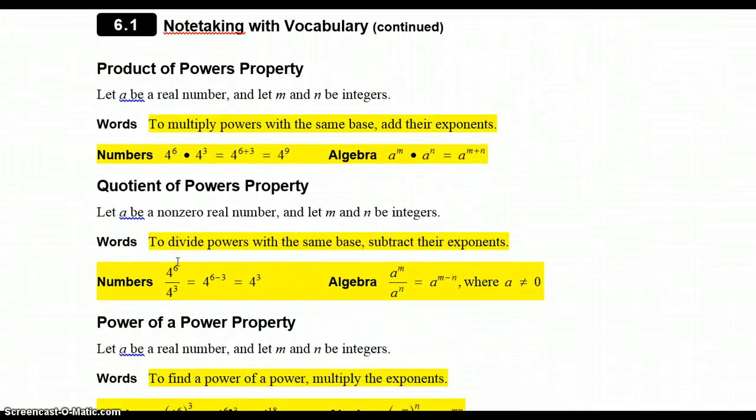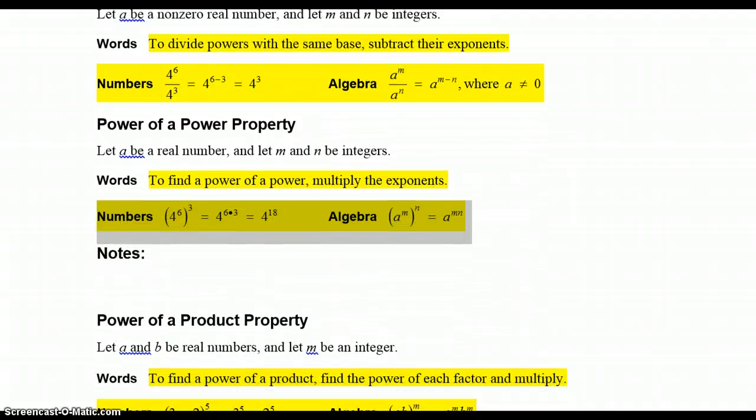This is what we talked about yesterday too. To multiply powers with the same base, add their exponents. So if you had 4 to the 6 times 4 to the third, you get 4 to the 6 plus 3, which is 4 to the ninth. To divide powers with the same base, you subtract their exponents. So in this case, we did 6 minus 3 was 3. 4 to the third power is simplified.